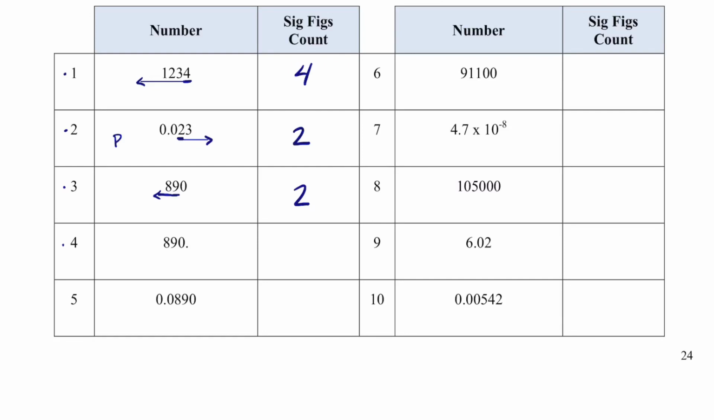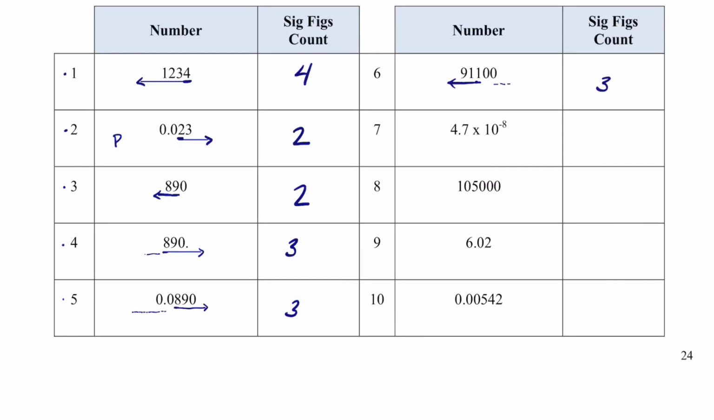On number 4, let's see how this is a little bit different. Decimal is present, so we need to start on the Pacific side, so I'm traveling, and 8 is my first non-zero number, so everything including and after 8 is significant, so that is 3 significant figures. When I get to number 5, decimal is present, so I need to start on the Pacific side. I keep going. 8 is my first non-zero number, so I have 3 significant figures. On number 6, I have no decimal present, so I'm going to start on the Atlantic side. 1 is my first non-zero number, so I will travel, and I have 3 significant figures.